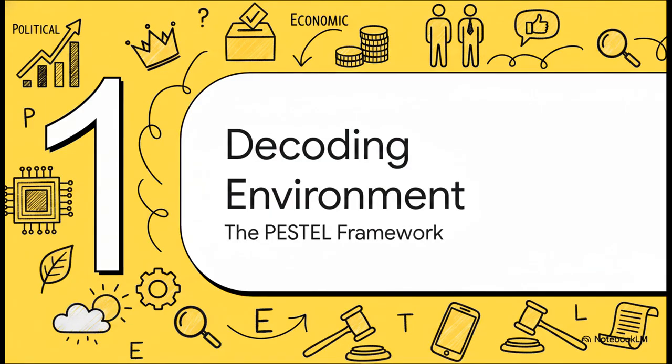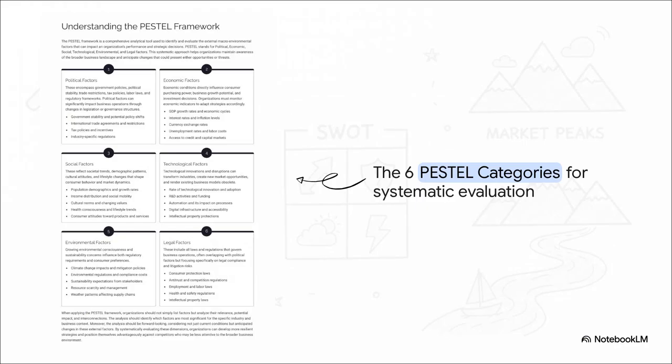Section 1. Decoding the business environment with the PESTEL framework. PESTEL stands for political, economic, social, technological, environmental, and legal factors. Honestly, you should think of this less as a boring acronym and more like a high-tech radar system designed to detect macro-environmental threats. Political and legal factors might mean navigating new tax policies or antitrust laws.